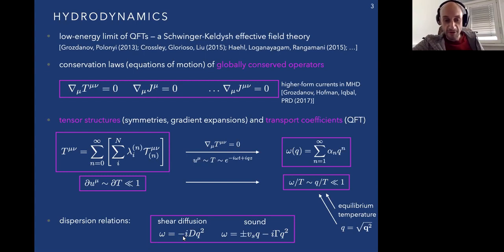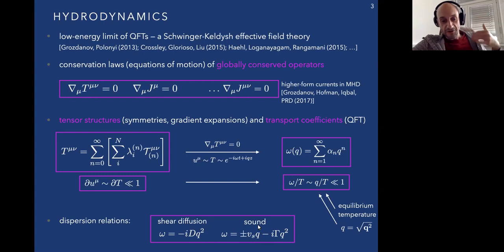So you have an imaginary part, minus iDq², and this D is the diffusion constant, which depends on the microscopic input. It depends on thermodynamics and on the microscopic transport coefficients. It's purely imaginary, therefore it's purely damped. For sound, which is a propagating mode, you have a real part, the speed of sound, and then you have an imaginary part, which is the attenuating part.